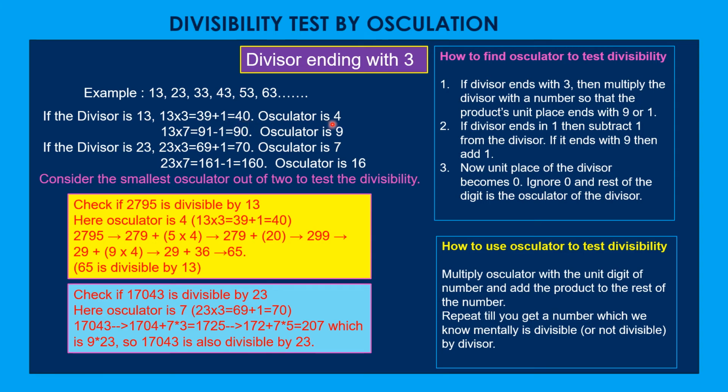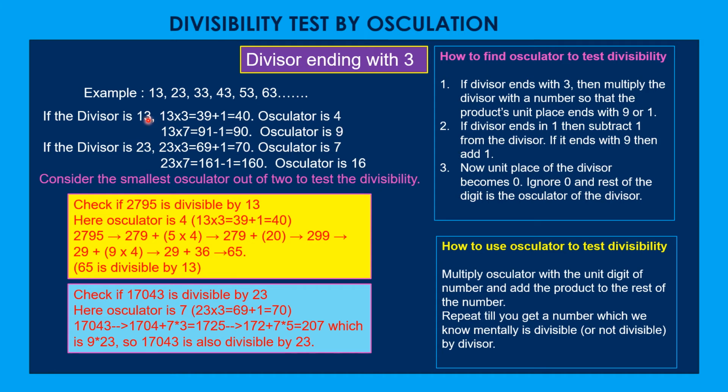So your oscillator is 4. Ignore the unit digit. 4 is the oscillator. So when you multiply 13 with 7, you get 91. In 91 you subtract 1. You get 90, ignore the unit digit, and your oscillator is 9. So here, when your number ends with 3, you get 2 oscillators. Whenever you have 2 oscillators, you consider the smaller oscillator of the 2 to test the divisibility. So we will consider the oscillator 4. And one very interesting thing you notice is that the sum of the 2 oscillators is your divisor. 4 plus 9 is 13.